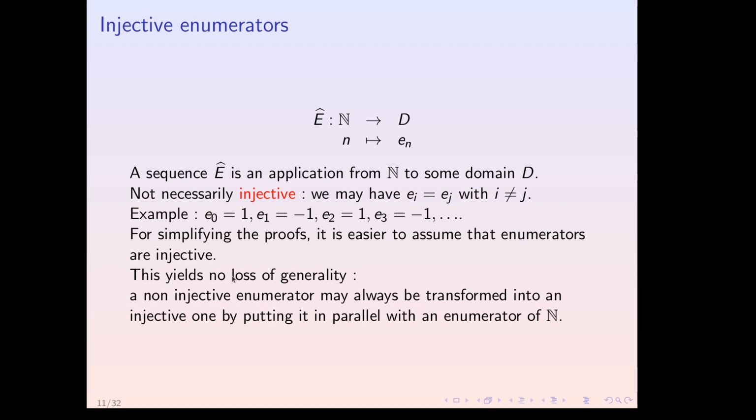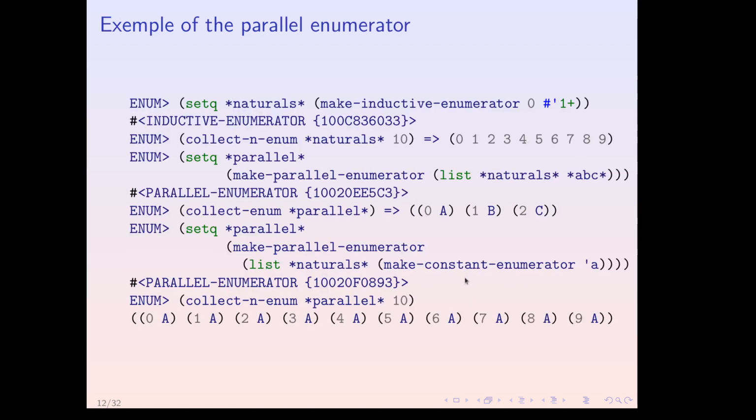And this yields no loss of generality, because a non-injective enumerator may always be transformed into an injective one by putting it in parallel with an enumerator of the natural integers. This is what we are going to see now on an example. So here I build an enumerator for enumerating the natural integers. It's an inductive enumerator. The initial value is 0, and this is the function to compute the next value from the previous one. So it's an infinite enumerator.